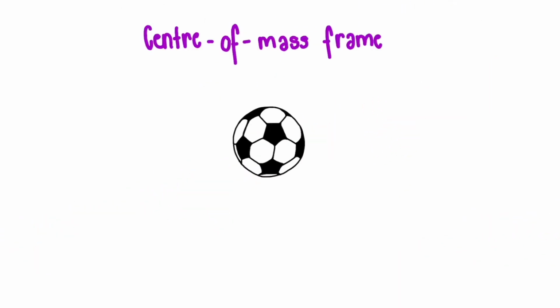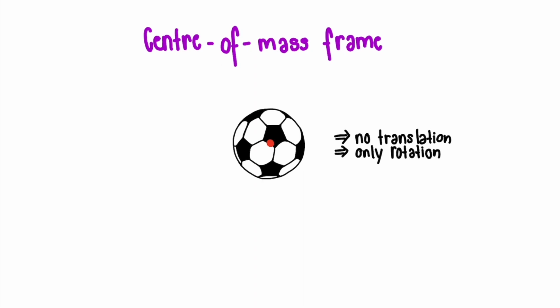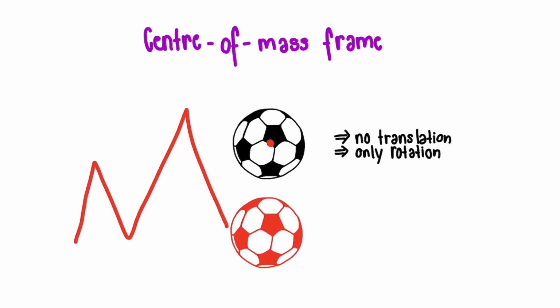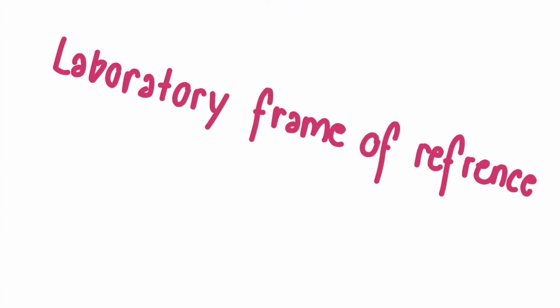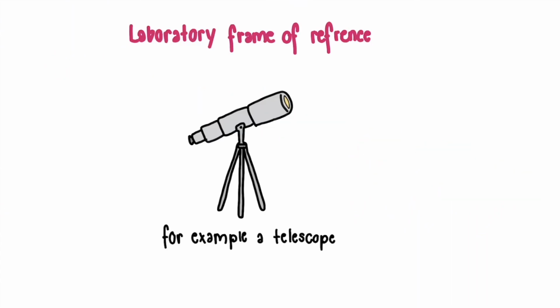The center of mass frame is a reference frame where the center of mass of an extended object lies at the coordinate system's origin. The important thing is that there is no translation, only rotation. As an example, a football during a match does not move upwards, downwards, backwards or forwards, but it constantly rotates. The laboratory frame of reference is simply the rest frame of the apparatus we perform an experiment with. At least one easy thing to remember, right?